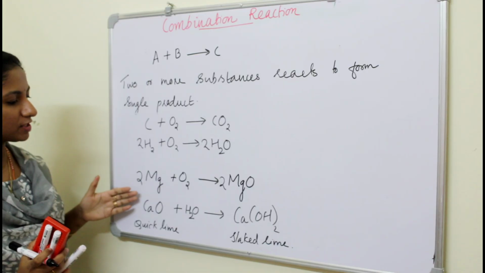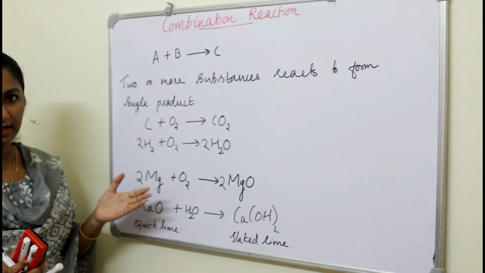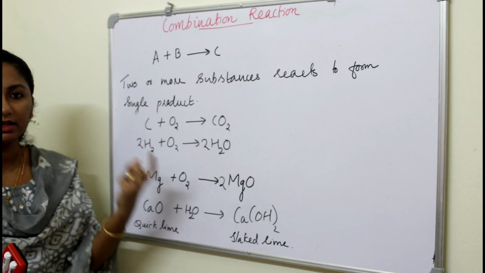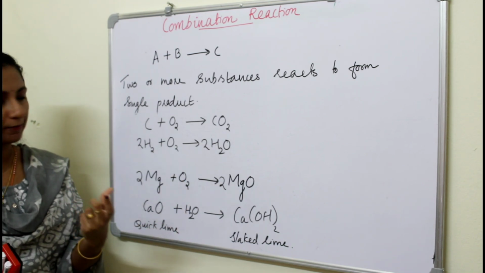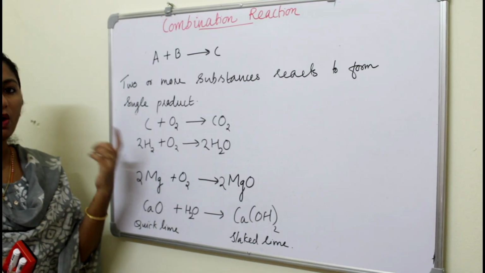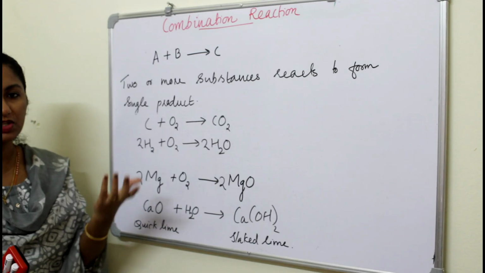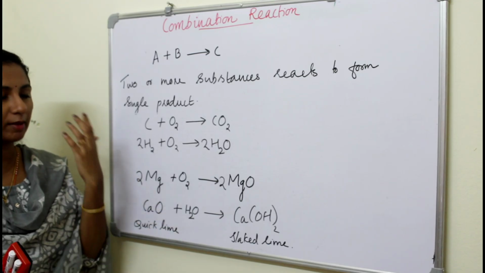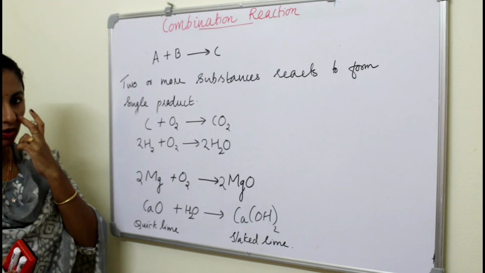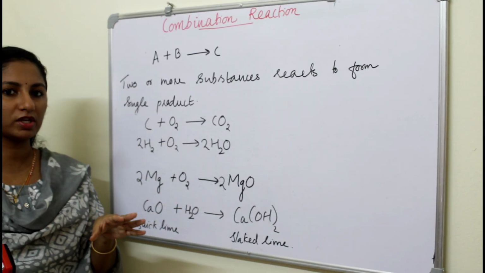In these examples we can say that on the reactant side we have two substances as reactants and the product side has only a single substance as a product. So by combining two or more substances we get a single product. Such type of chemical reactions we can call what? Combination reactions.